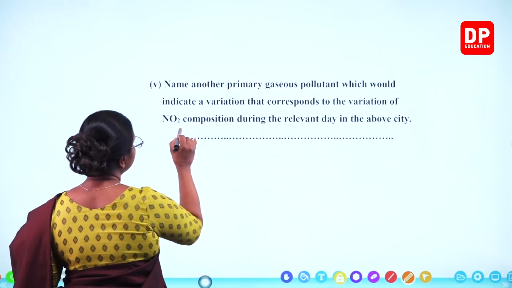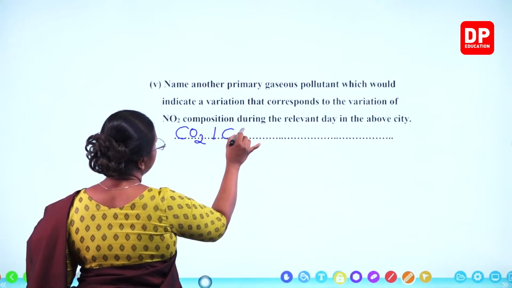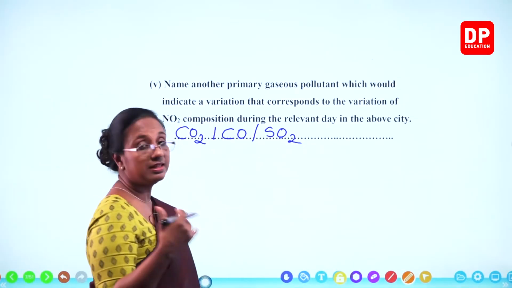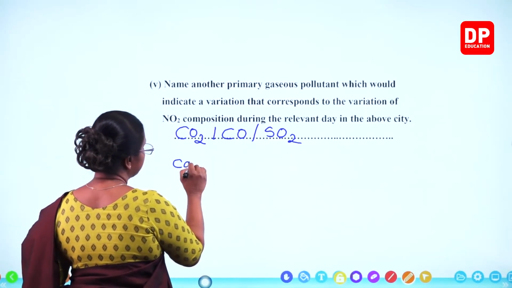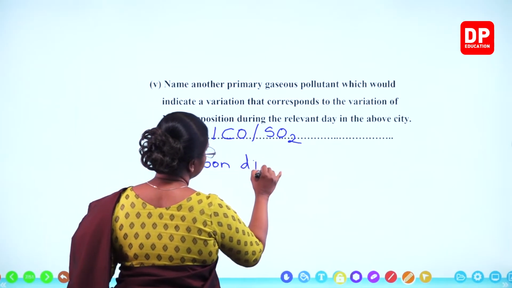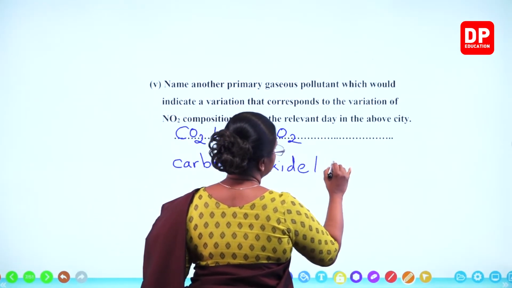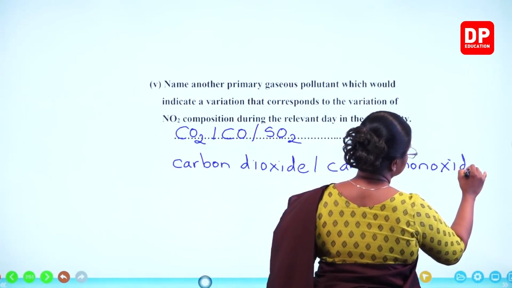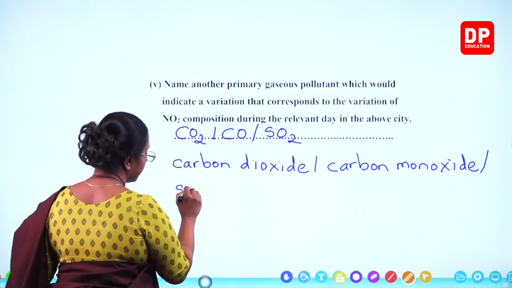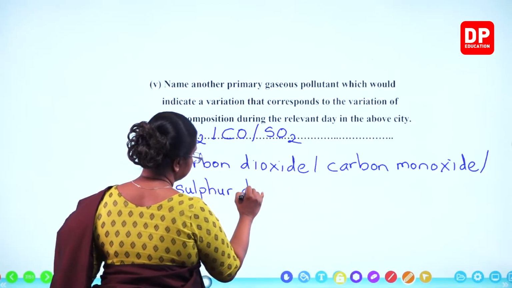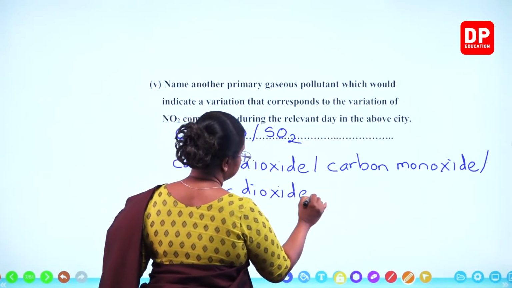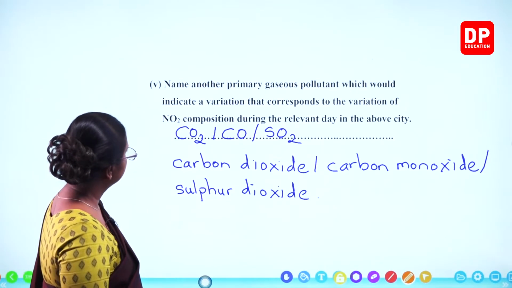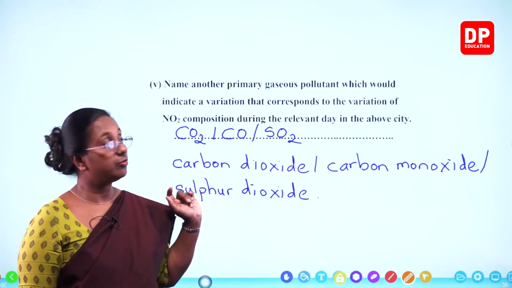So here we can write carbon dioxide, carbon monoxide, or sulfur dioxide. Even these you can write the names as well. So you can write it as carbon dioxide, carbon monoxide, or you can write sulfur dioxide. So those can be written here. Now you can write any of these, any one of the answers only. You don't have to write all three.